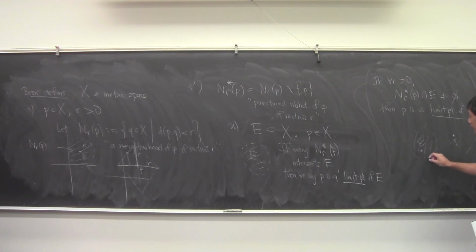Suppose I take a point inside here. Is that a limit point? Yes, because every punctured neighborhood is going to intersect E. Suppose I take a point on the boundary here. Is that a limit point? Yes, because again, I throw out this point and look at all the punctured neighborhoods, and every punctured neighborhood is still going to intersect that set. So that guy is called a limit point. How is that different from just saying that p is within E? Well, this point is not in E. If we take this point on the boundary of E, which isn't in E, that guy is a limit point, but it's not in E.